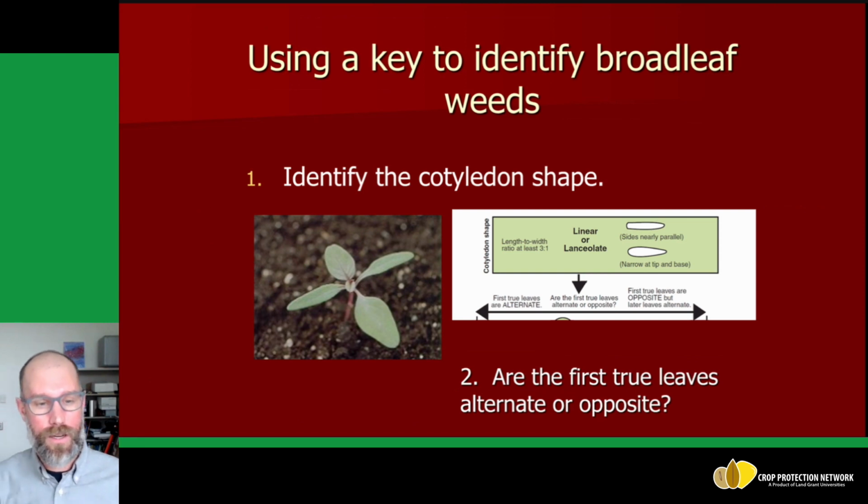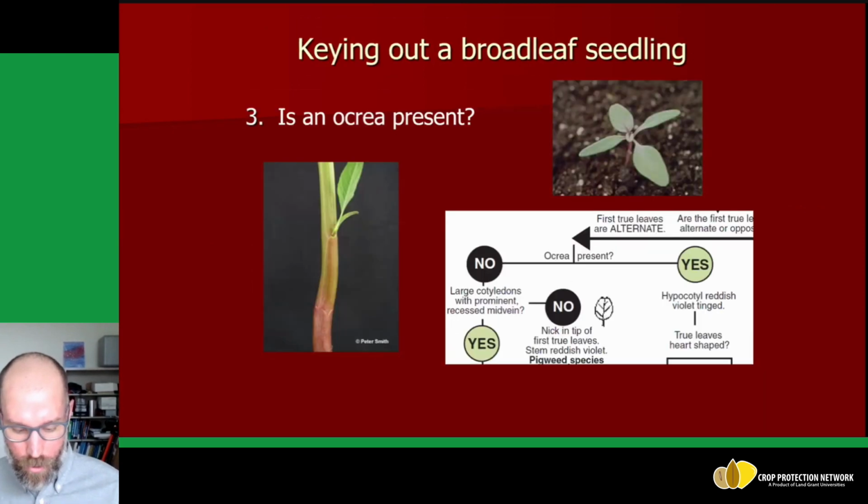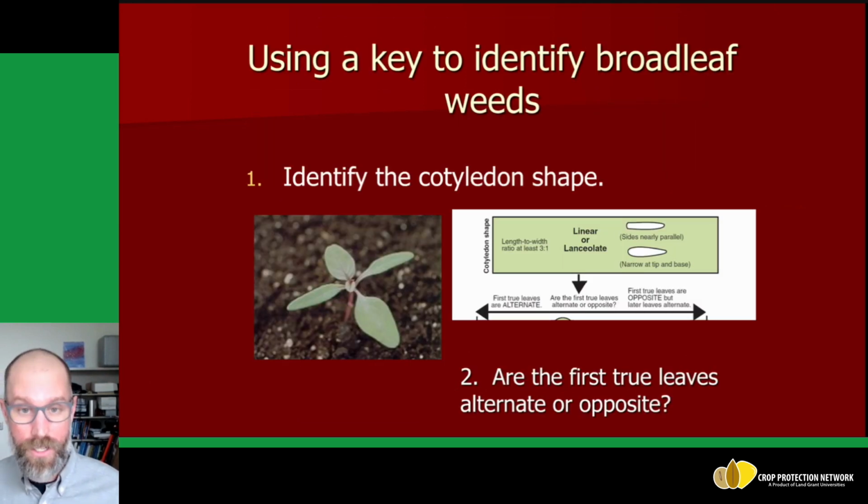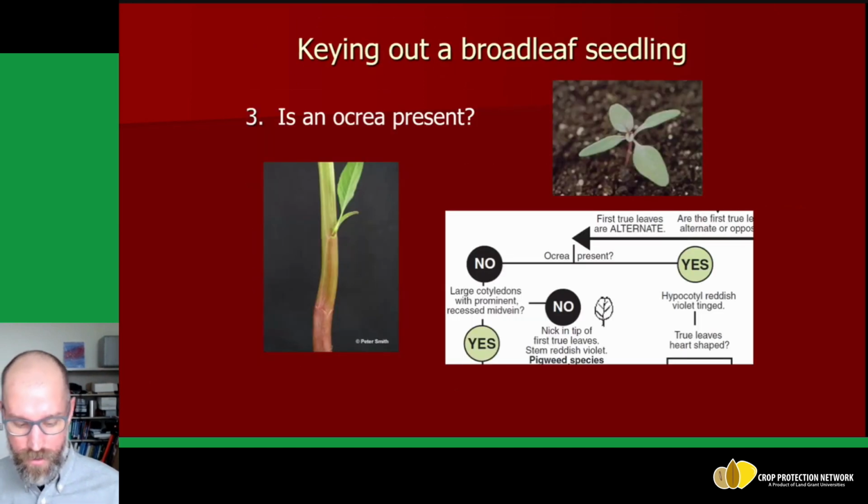So if we look at that picture on the left, we can see that this would have that linear or lanceolate type cotyledon. And so we're going to begin our way down the key this way. The next question that the key then asks us: are the first true leaves alternate or opposite? Well, we answered that question and said that these are alternate leaves, so they're emerging at different times, and so it's going to continue us down through the key. The next question: is there an ochrea present? Yes or no? And in this case, we're going to say no. There's no ochrea present.